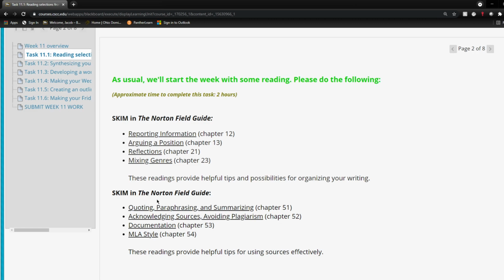I would also skim these chapters as well, which all sort of focus on MLA and properly using sources. So we have a chapter on quoting, paraphrasing, and summarizing, a chapter on acknowledging sources and avoiding plagiarism, a chapter on documenting your sources, and then a chapter specifically on MLA.